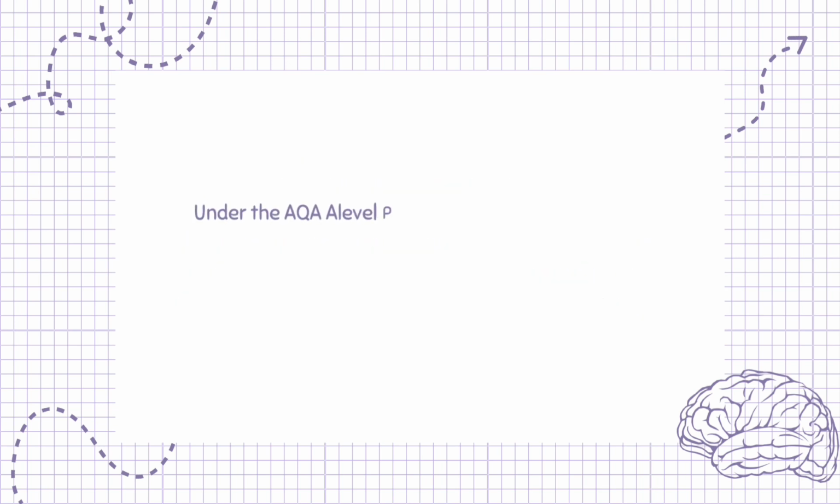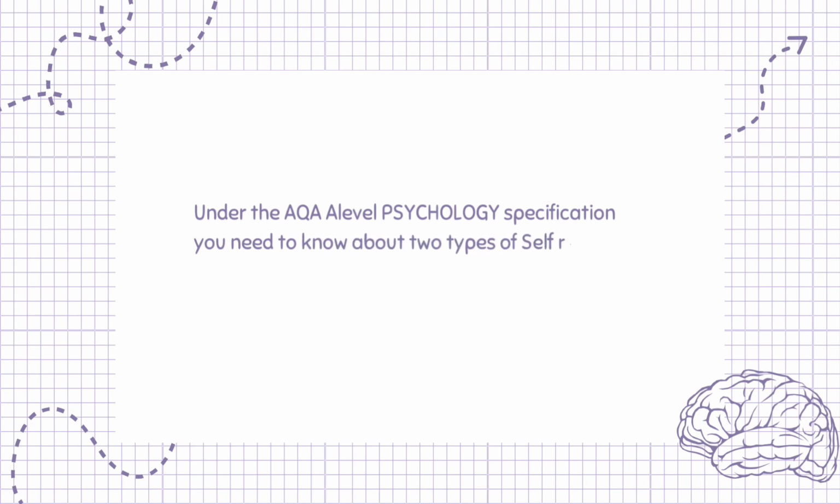Under the AQA A-Level Psychology specification, you need to know about two types of self-report techniques. These include questionnaires and interviews.